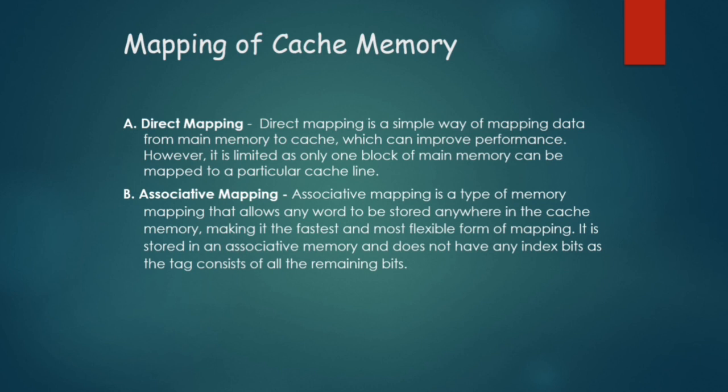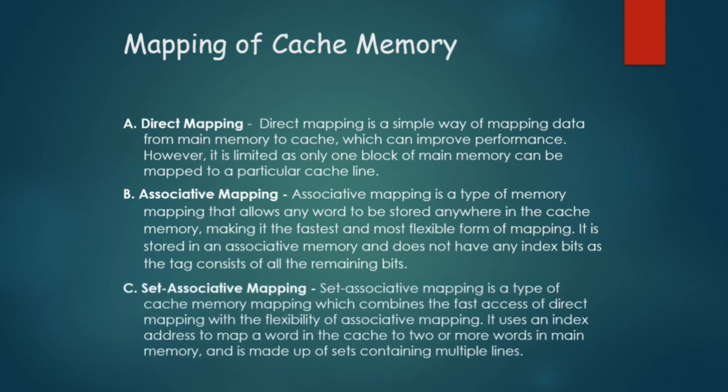The third one is set associative mapping. Set associative mapping is a type of cache memory mapping which combines the fast access of direct mapping with the flexibility of associative mapping. It uses an index address to map a word in a cache to two or more words in the main memory, as it is made up of sets containing multiple lines. The next part will be explained by Sandesh.